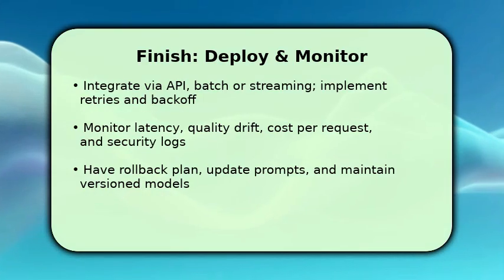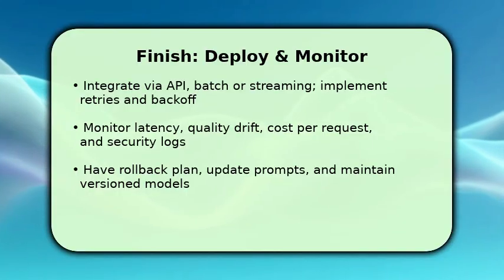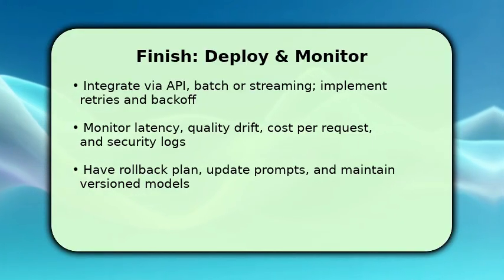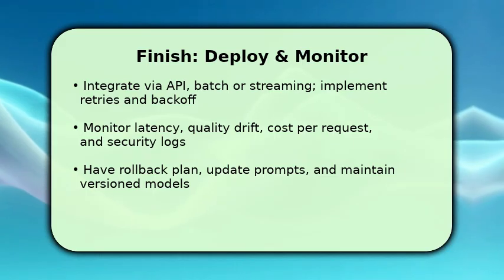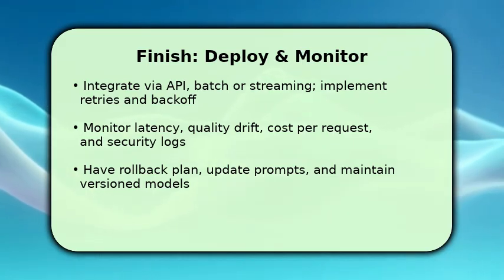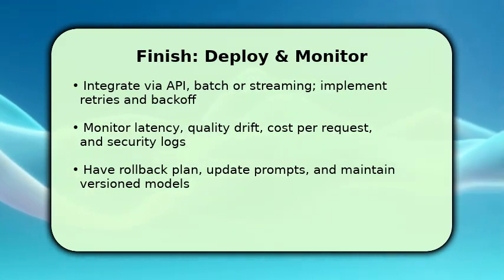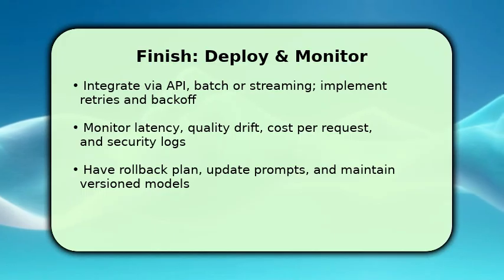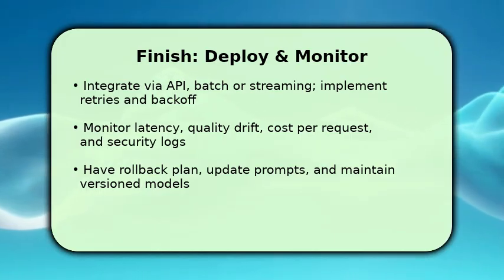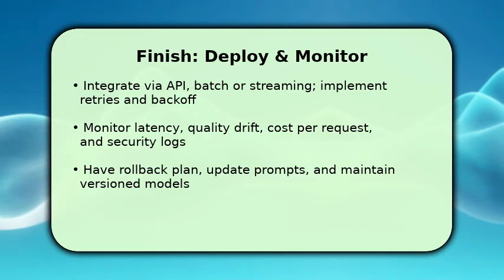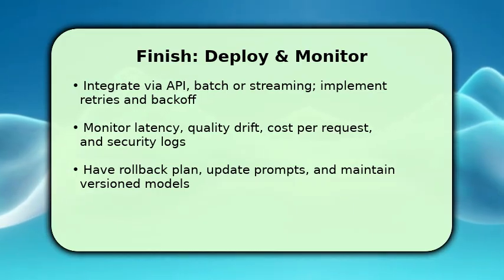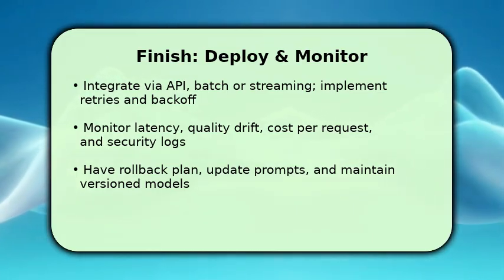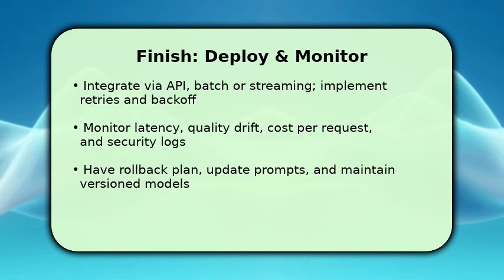You deploy by integrating the chosen model via API or batch jobs, implementing retries, exponential backoff, and graceful degradation so user experience stays stable. Once live, monitor latency, quality drift, cost per request, and security logs to catch regressions early. Make sure to collect user feedback and examples of failures. When problems occur, roll back to a stable prompt or model version, update prompts or constraints, and run targeted tests. This single troubleshooting step often resolves hallucinations or cost spikes quickly.